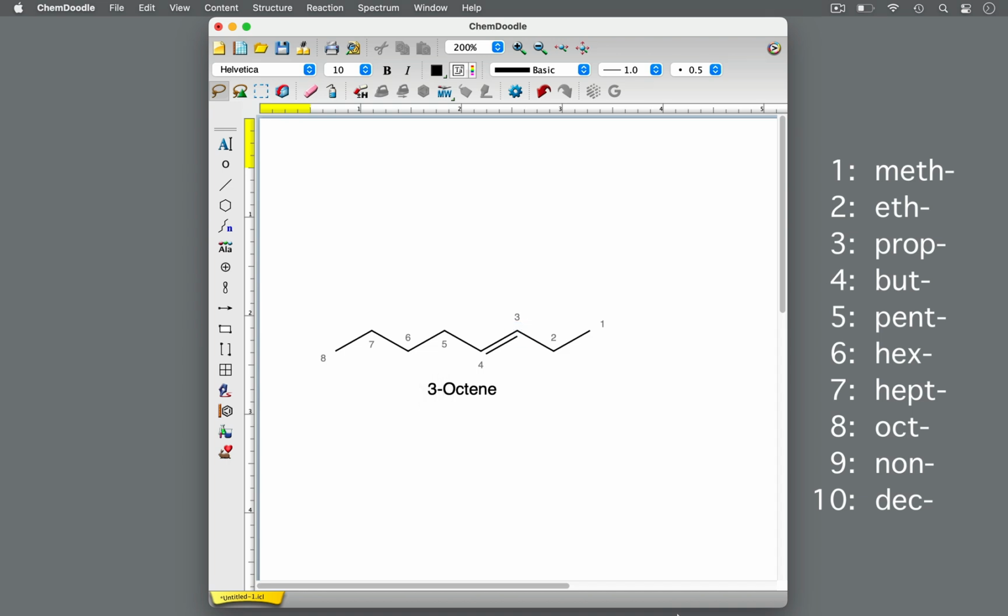IUPAC nomenclature provides a clear and systematic approach to naming unbranched alkenes. Simply combine the appropriate prefix indicating the number of carbon atoms in the longest chain that includes the double bond, with the ending -ene for alkenes.